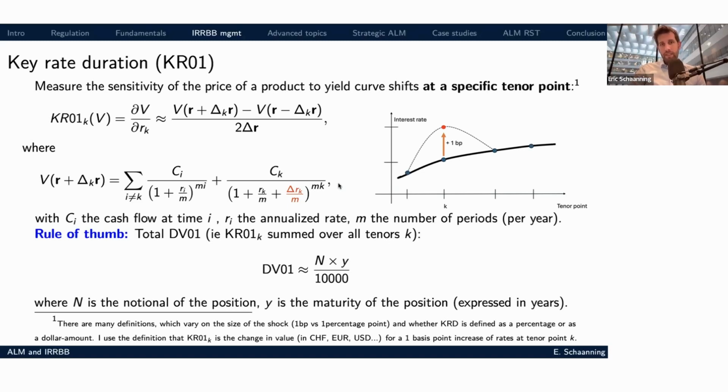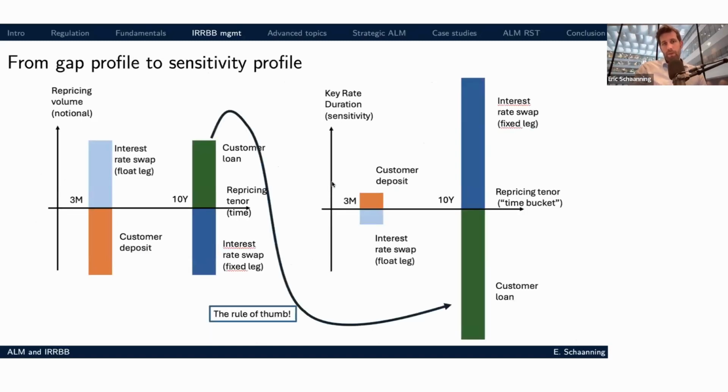Then, if we take this example again, we'd have $175,000 sensitivity per basis point shift. And we assume there are no payments. This is just one single bullet payment at the end. So we've given the loan today, and we know that for every 1 basis point parallel move of the yield curve, we will gain or lose $175,000 in economic value.